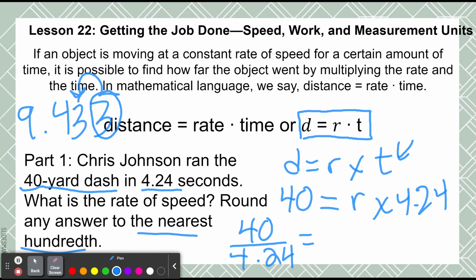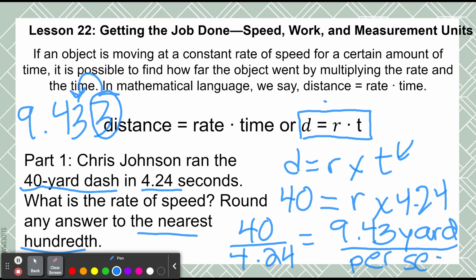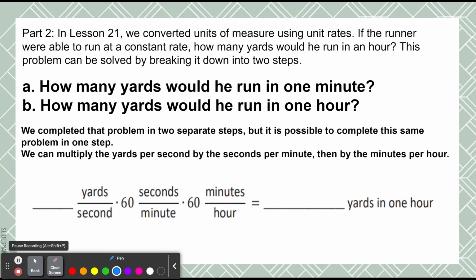This 3 is going to tell this 3 what to do. If it's 5 or above, we give it a shove. If it's 4 or less, we let it rest. So since it's less than 4, we're not going to do anything. So this means it is 9.43. Now this time was yards per second. That is his unit rate or his rate of speed, 9.43 yards per second. All right, moving on to part 2.